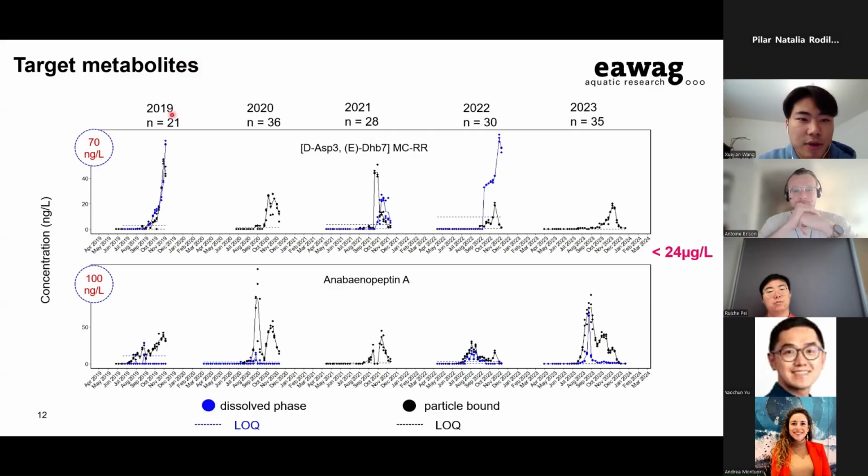Here we could see in some years, for example 2019, the blue color is a bit higher than the black one. And also in 2022, and in 2023 for anabaenopeptin A. Actually, these are the exceptions. Normally, the concentration is way higher in the biomass samples. That's why after this slide, I will only show the results of the biomass phase to you.